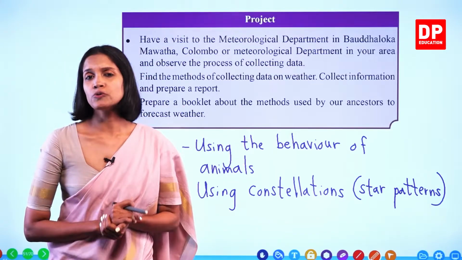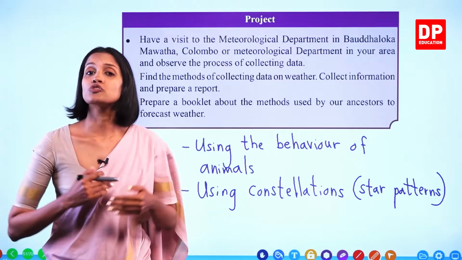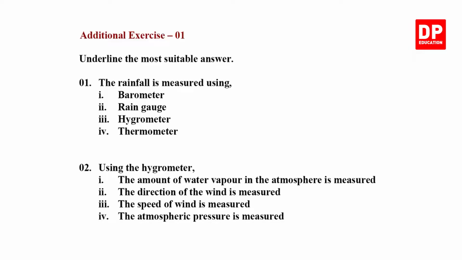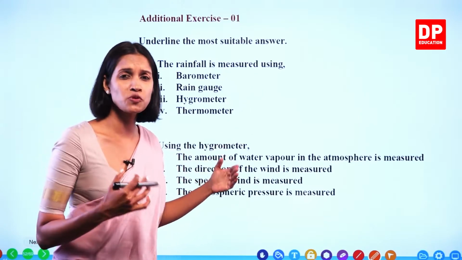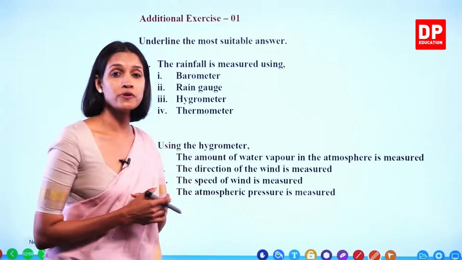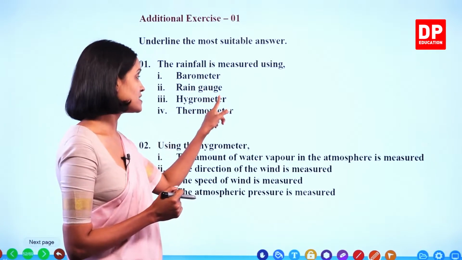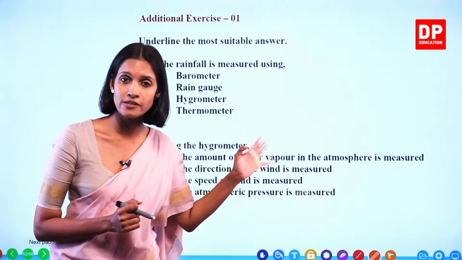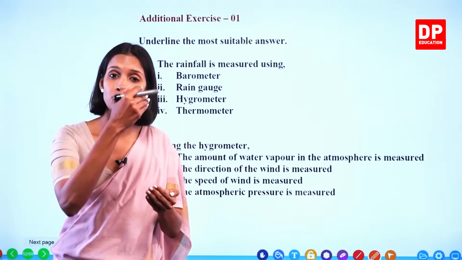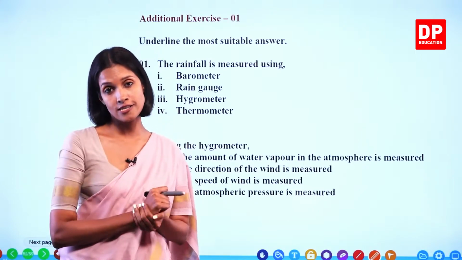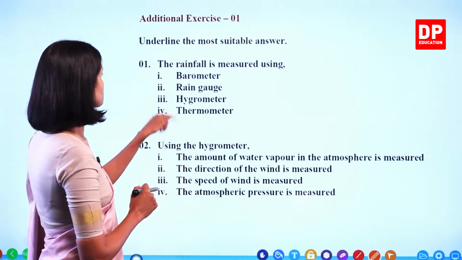Now we are going to do some extra questions to understand the lesson better. Additional exercise number 1. Underline the most suitable answer. We have done so many of these type of questions. Now we all know that when you underline the answers, only one answer is correct or most suitable, right? So you have to read all 4 answers very well and find the most correct answer. Okay? We'll go through this.